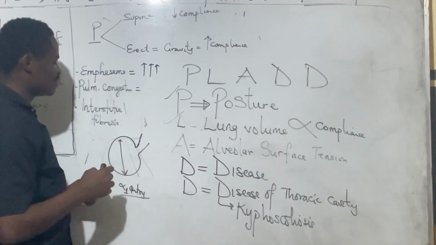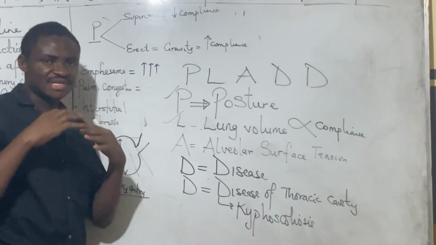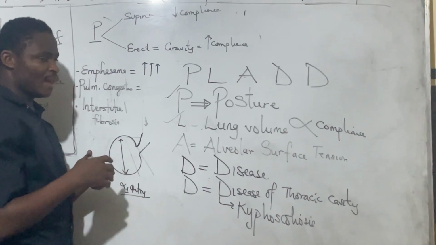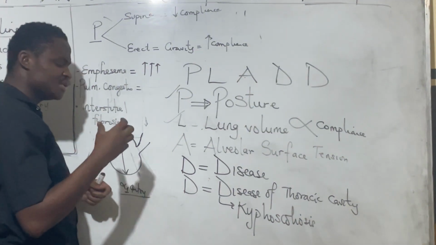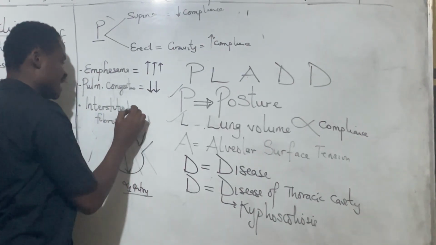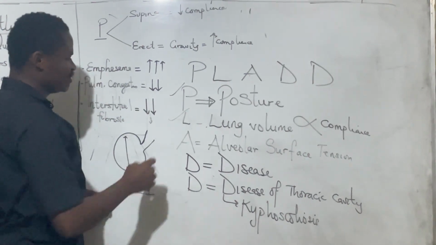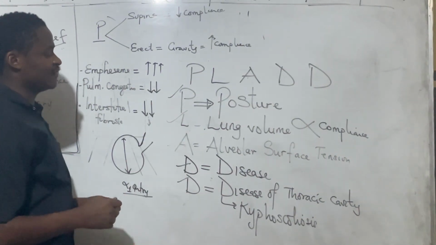But how about pulmonary congestion? In pulmonary congestion, the outside of the lungs is filled with fluid. Even inside the lungs itself, the alveoli become difficult to stretch as they should. So this will decrease compliance. Likewise, even with interstitial fibrosis. So I've been able to explain these four. I will discuss alveolar surface tension next.